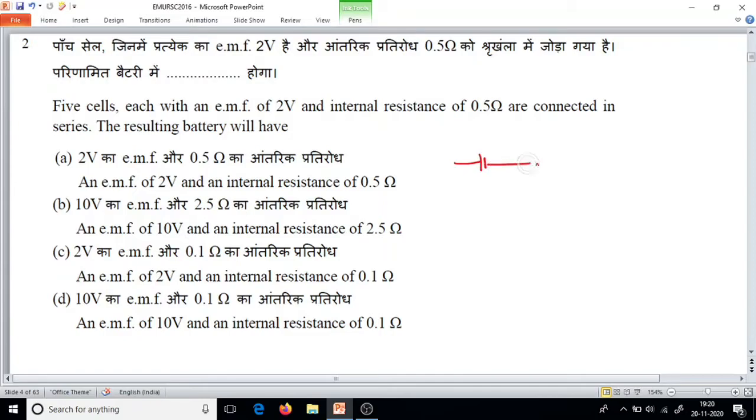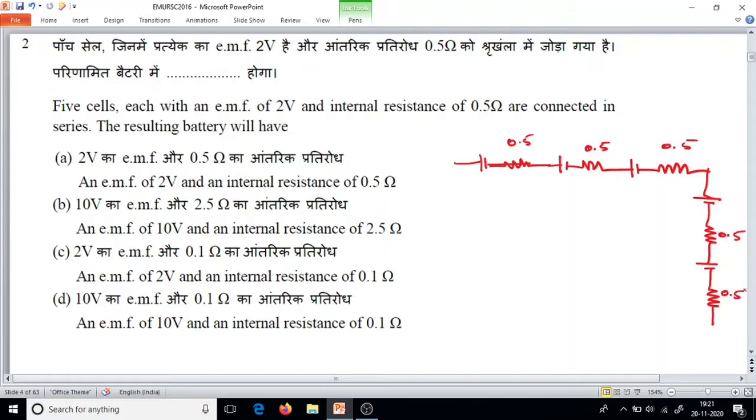One cell, and this is its resistance. Again one more cell, resistance. Third cell, resistance. This is the internal resistance. Again the fourth cell, again internal resistance. Then the fifth cell, again its internal resistance. So all these resistors are 0.5 ohm.